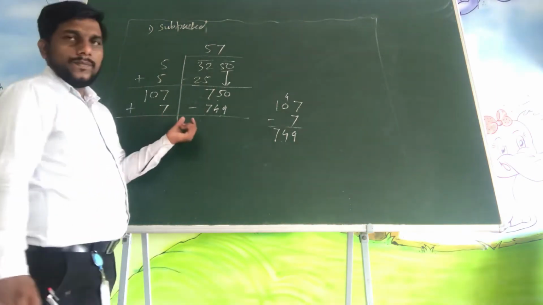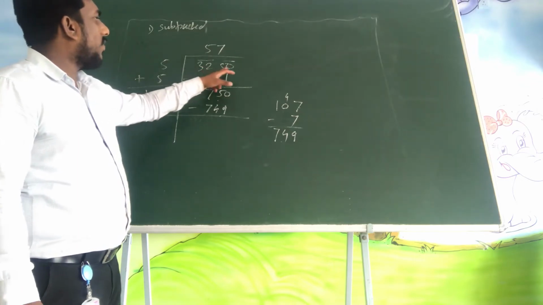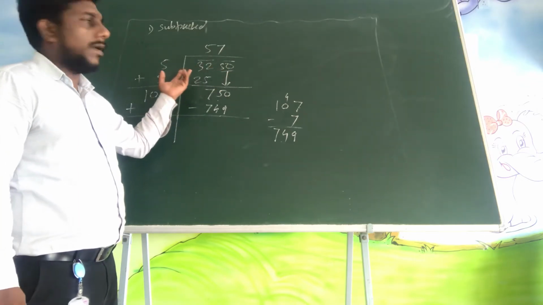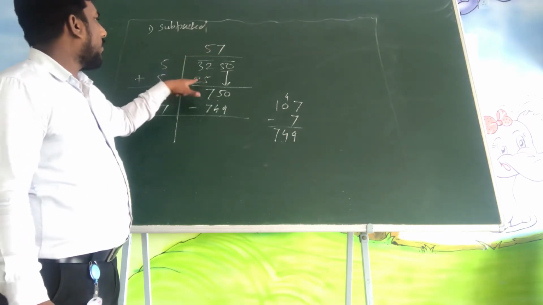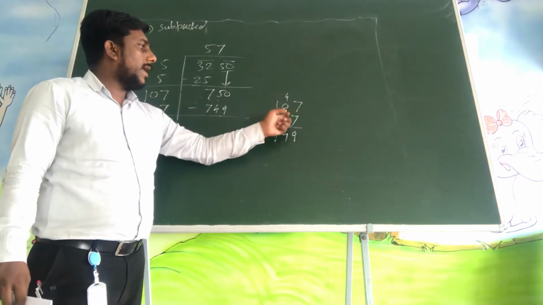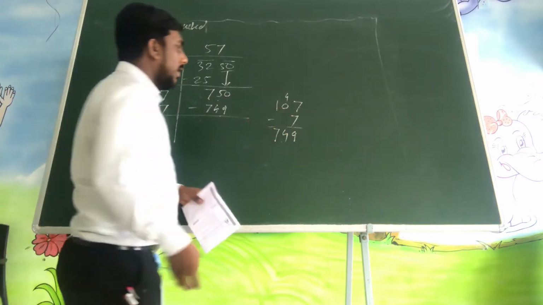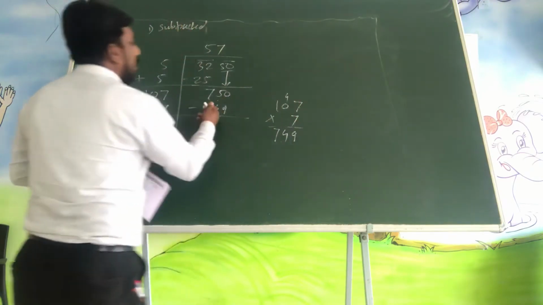Now check here. We continue this question. The 32 and 50. So we can make the pair of this number. Then 5 plus 5, the nearest square is 25. So we can take this 5. Then multiply 107 into 7. It is going to come 749.